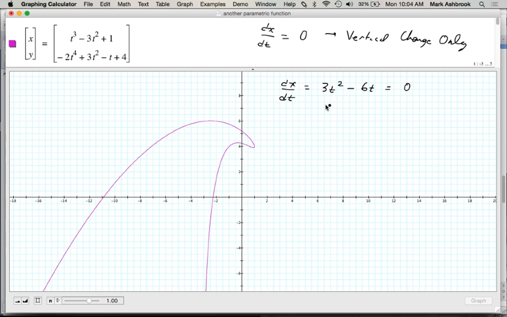How do we solve? Quadratic, we will factor out 3t, right? Times t minus 2. So therefore, t equals 0 and 2. That gives us a dx/dt of 0, meaning no horizontal change.